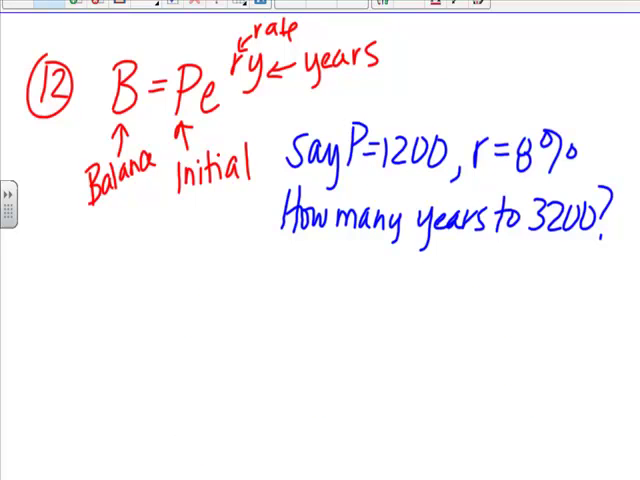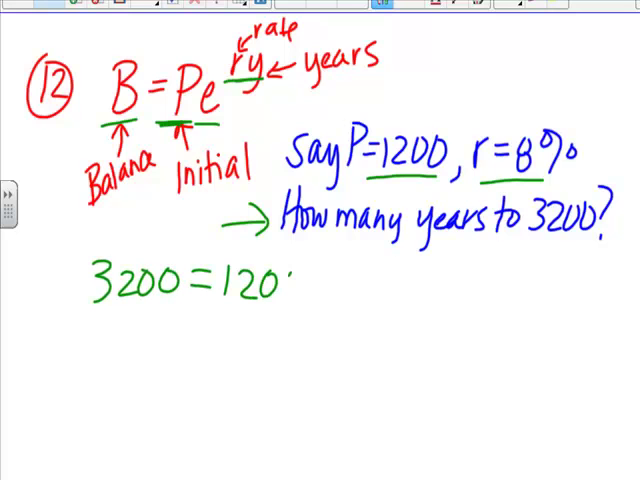Okay, number 12. This would come in the form of a word problem. I just tried to simplify it here. And do not be afraid, sometimes different variables are used. So this is a banking type problem. If you are told B, your balance, is equal to P, your initial amount, often called principal, times e to the ry, and you're told that P is 1200, r is 8%, and then the question is how many years to 3200? Fill in the blanks. So we want to know, when is your balance going to be 3200?